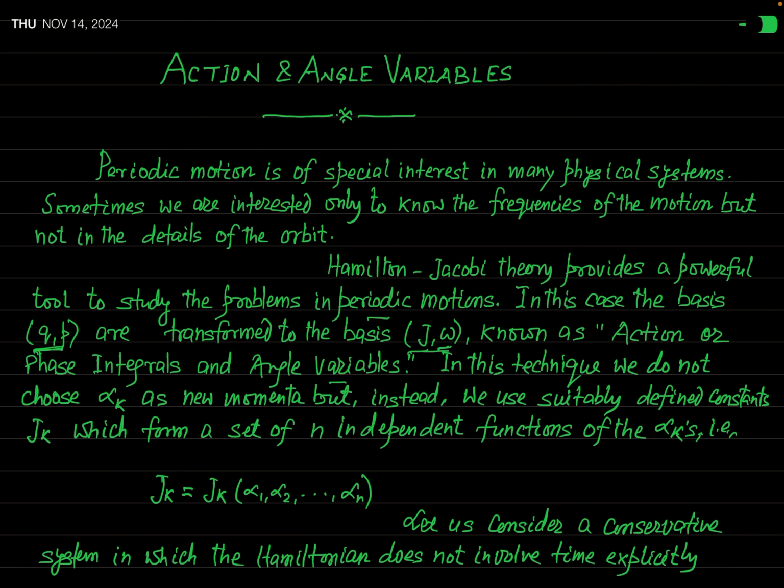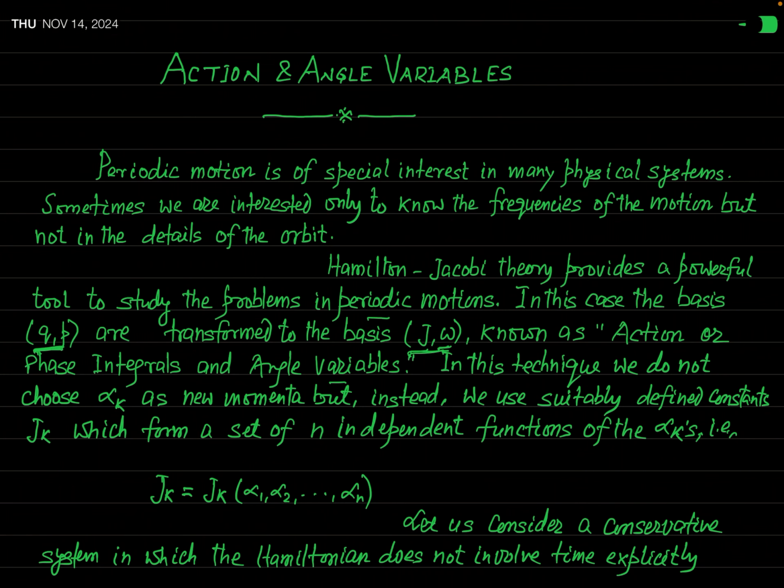So as I have told you, this Hamilton Jacobi theory provides a very powerful tool to study the problems of periodic motion, and in this technique the basis q, p are transformed to the basis J, omega, where J is the action variable, which is also called phase integral, and omega is called the angle variable. Why these are called action and angle variable, we will see later on. Okay.